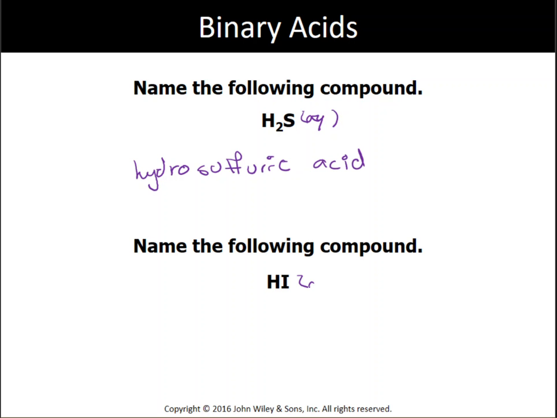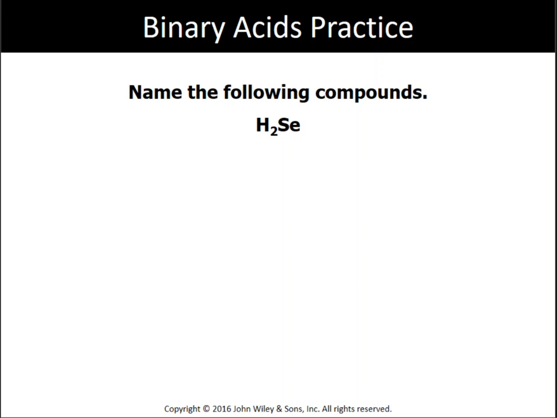Let's look at another one, assuming that it's a solution of HI. So since it's a solution of HI, the formula starts with hydrogen and it's in an aqueous form. This becomes an acid. So you name this as hydroiodic acid. Let's look at more examples.